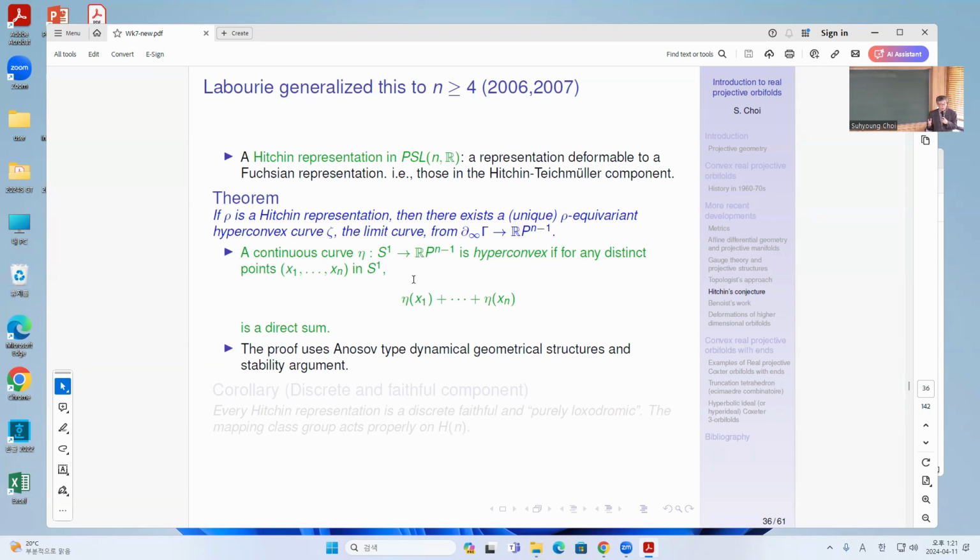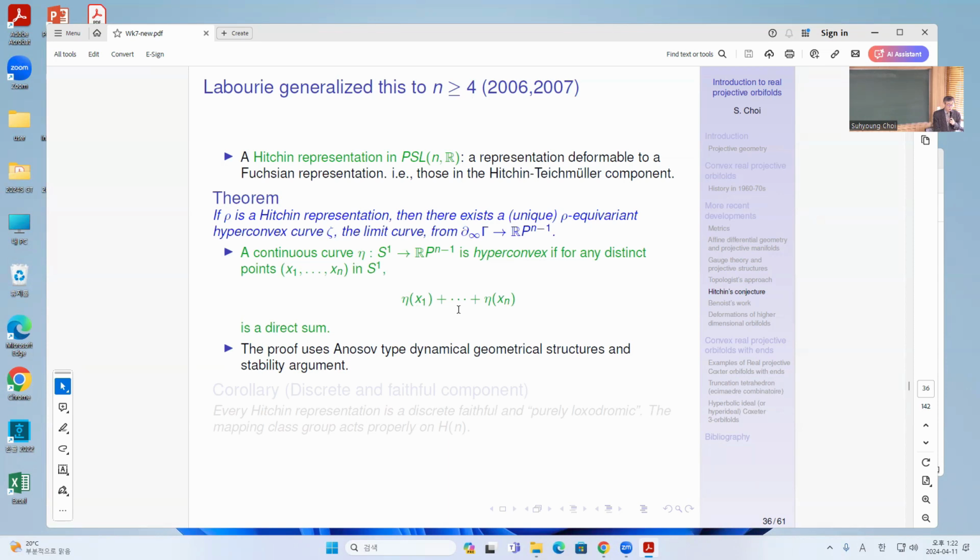So for any n distinct points, this is a direct sum. Okay, so up to n, right? So you have this dimension n, right? For a convex curve in RP2, of course, any 3 of them have to be independent. So this is really a condition about independence: you choose any endpoints, and these are all independent. That's the point here.